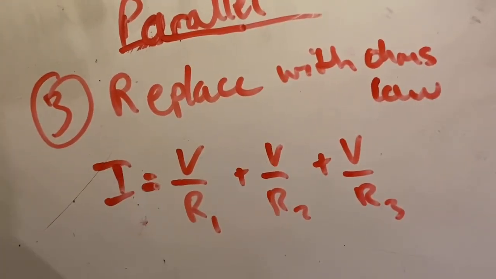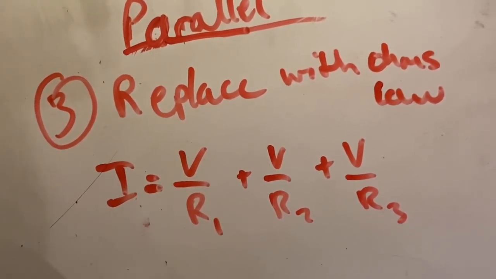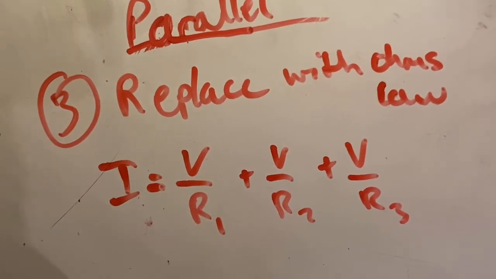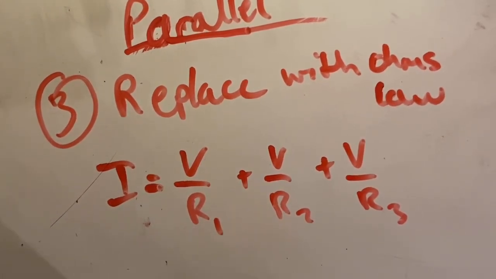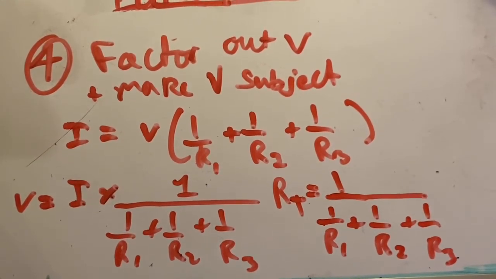Step 3 is a bit similar to step 3 in series circuit. So you replace the I's with Ohm's law. In series you replace the V with Ohm's law. So step 4 is a bit complicated, but it's the same principle as series circuit.